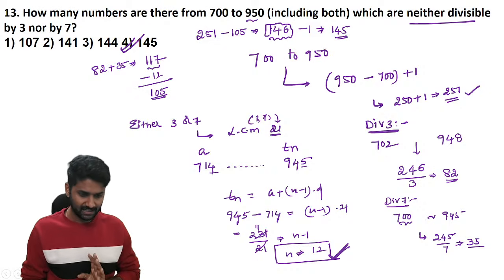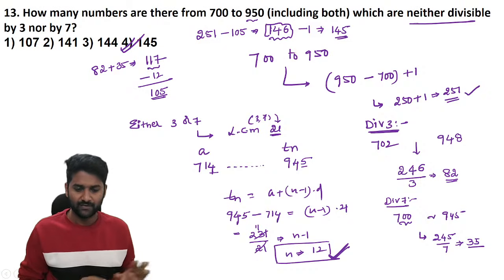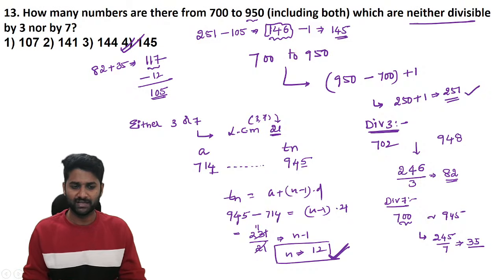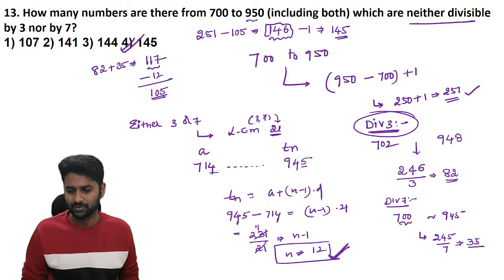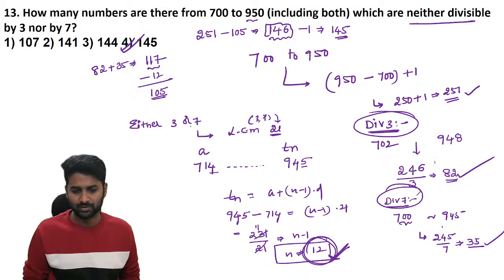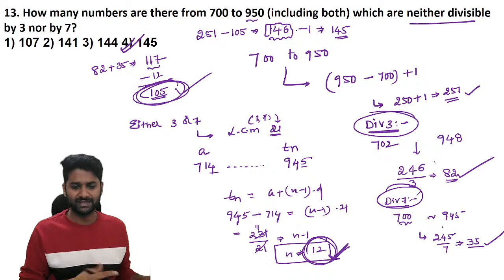Guys, understand this calculation. Step number 1: from 700 to 950, neither divisible by 3 nor divisible by 7. We verify how many are divisible by 3. We have 82. Divisible by 7, we have 34. Out of these two, we have 12 common multiples. So if you subtract it, you will get 105. So these 105 numbers are exactly divisible by 3 and 7.